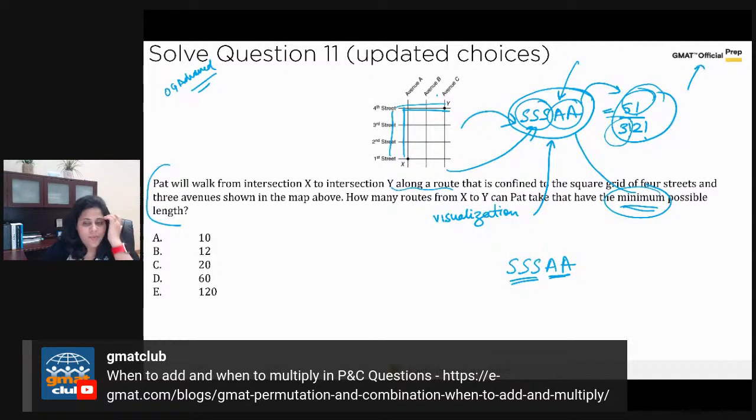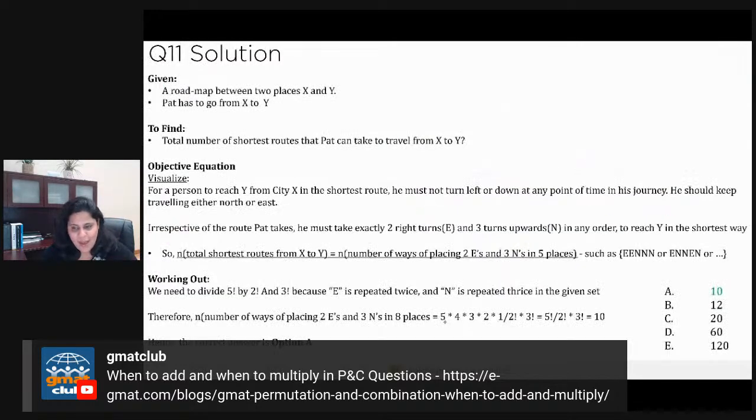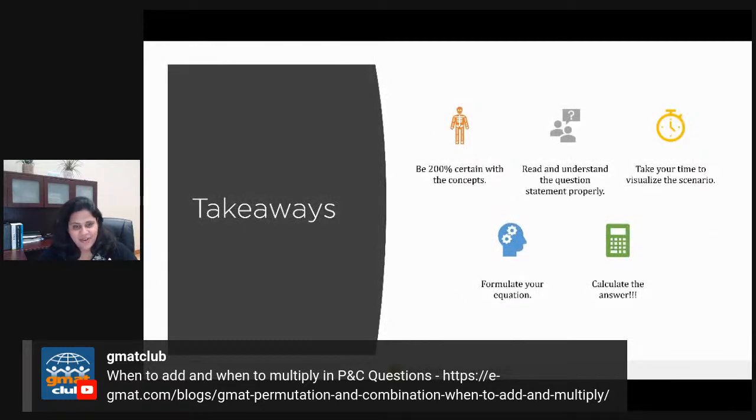All right. So again, let's now recap everything. And I have been kind of recapping stuff as we have been going through this. So again, you have to be 200% confident with the concepts. You need to read and understand the question statement properly. Take your time to visualize the scenario. Visualize process skill, very, very important. Okay. And then formulate your equation. Your objective equation is very important, but finally the answer comes towards the end.